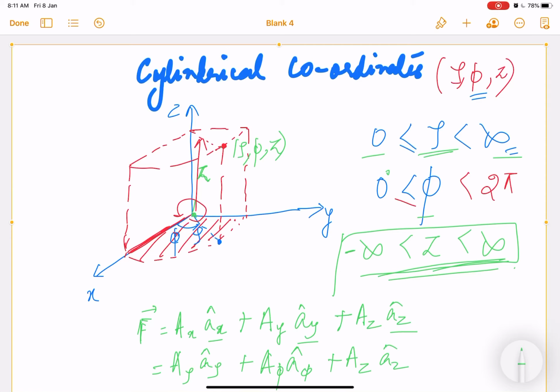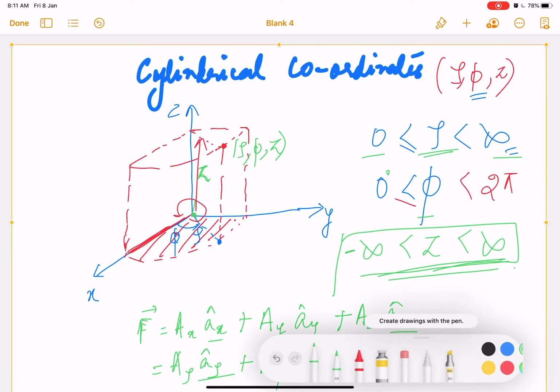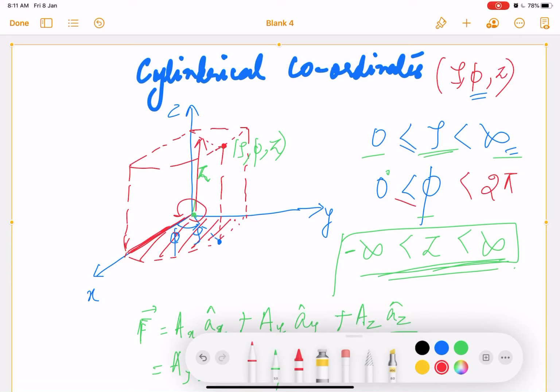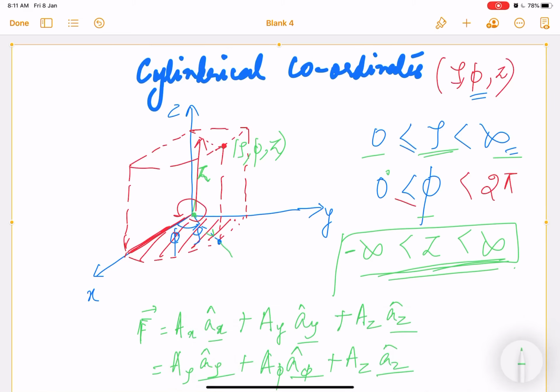Now the question is, what is the direction of this a rho cap, a phi cap and az cap? Basically, as you know, this a rho is coming in this direction, so my unit vector is also in this direction. This is completely straightforward. My z axis is upwards, a z cap. Cool.